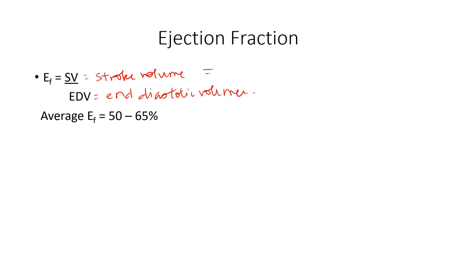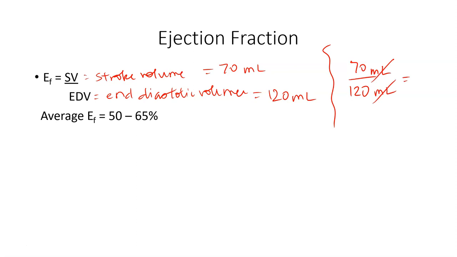All right, so let's just look at the numbers here. What did we say stroke volume is normally? Normally 70 milliliters. And what is end diastolic volume? 120 milliliters. So let me just put this over here. If you put 70 over 120, those milliliters cancel out. And if you'll plug this into your calculator, you'll get a percentage. So I'm going to pause right now. I'm going to pull up my calculator. And we're going to say 70 divided by 120 is going to give us about 58.3%.